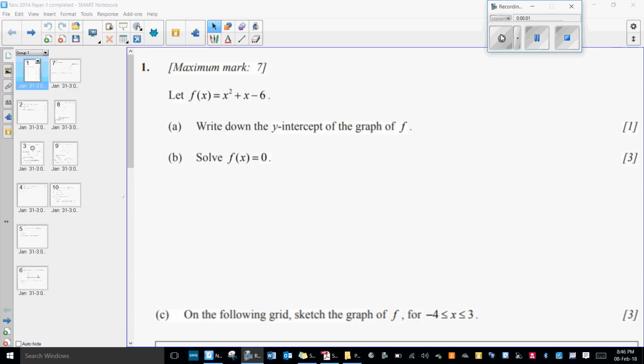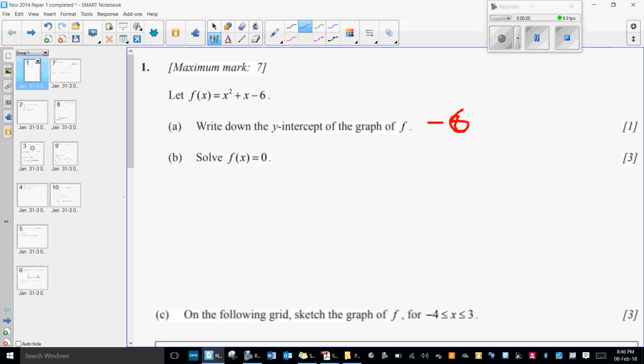That's paper one, again, so no calc. So f(x) equals x squared plus x minus 6. Right, on the y-intercept, that's when x is 0, so that means that it is negative 6.